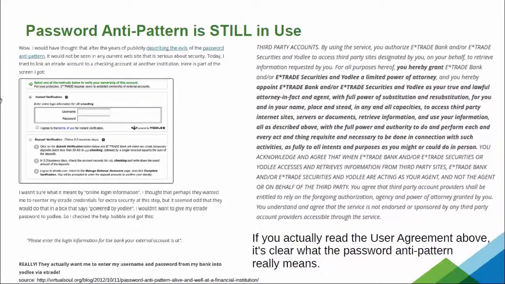But that's kind of harsh. I want to click to see what the terms and conditions are. So that's what this wall of text on this side is, and I want to read part of it to you. It says, you hereby grant E-Trade Securities and Yodlee a limited power of attorney.